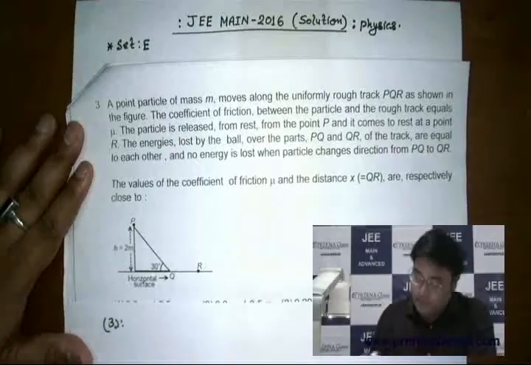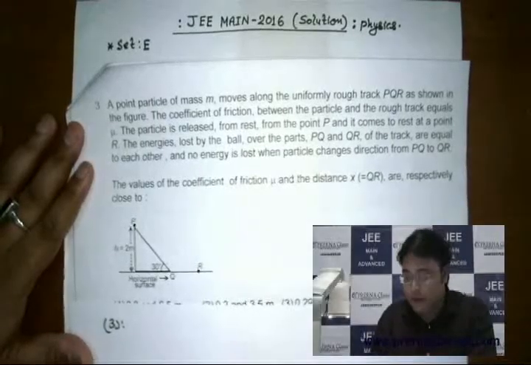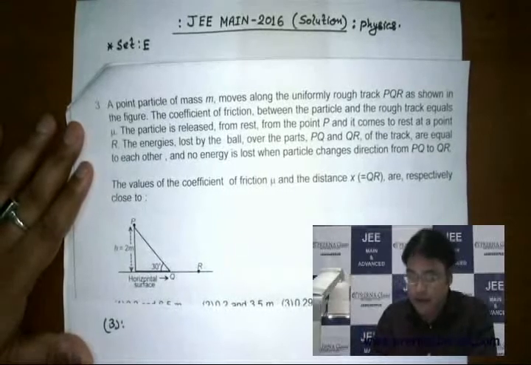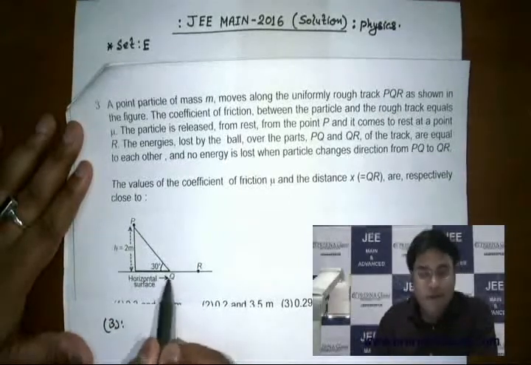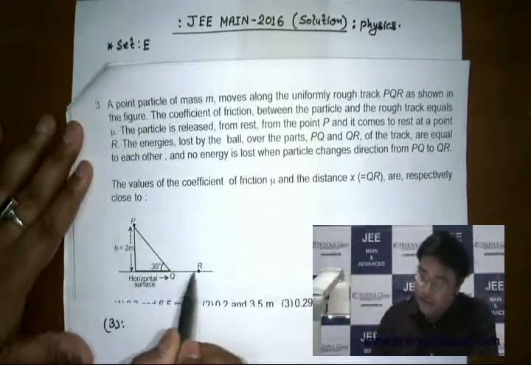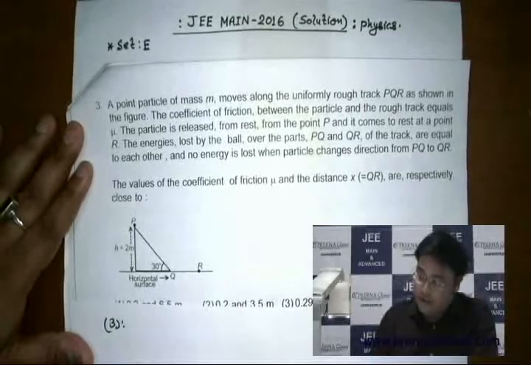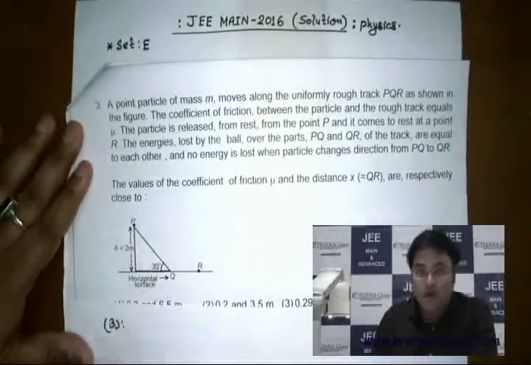Next is the third one. It is based on power, energy, and the concept of friction. Here a particle is released from point P on a rough inclined plane and it moves on a horizontal surface up to R. The height of point P is given as 2 meters, and you have to find the coefficient of friction mu and the distance Q1.